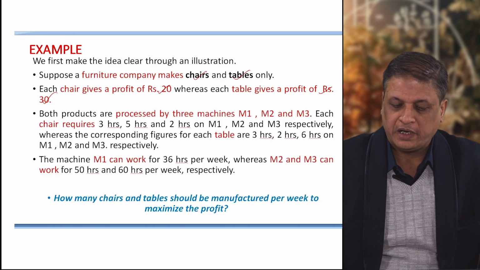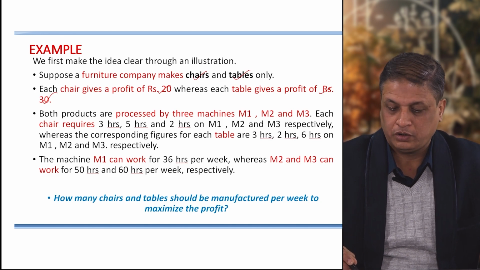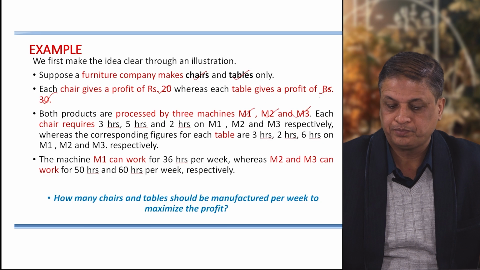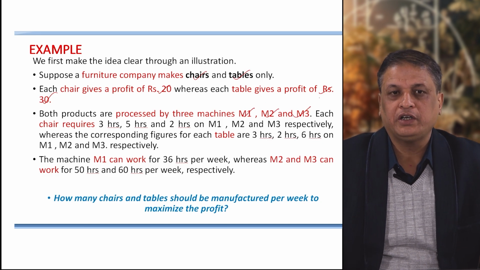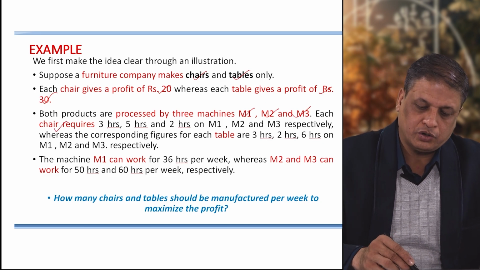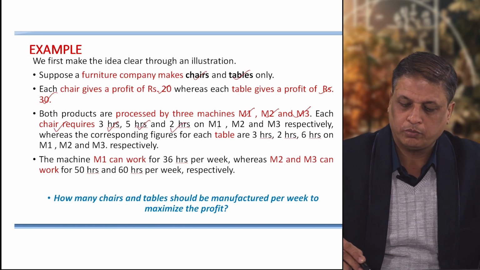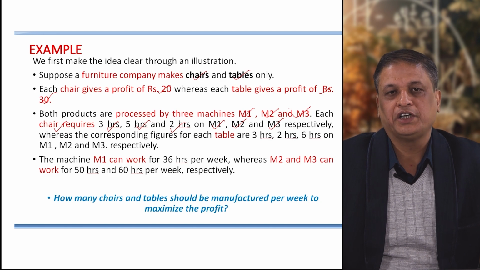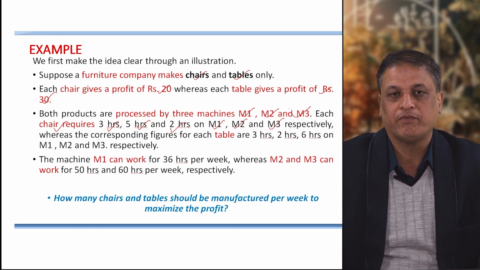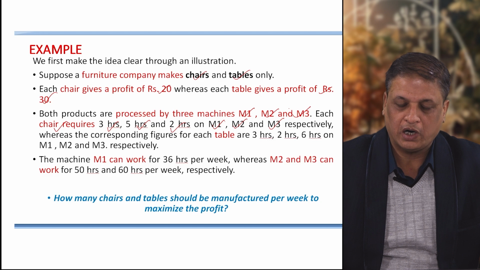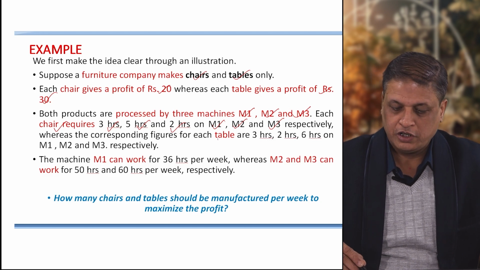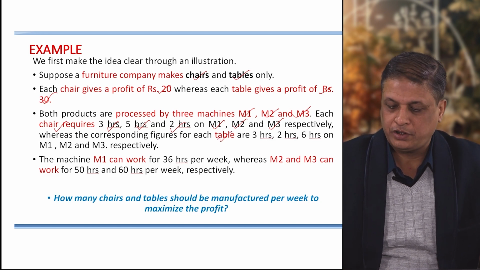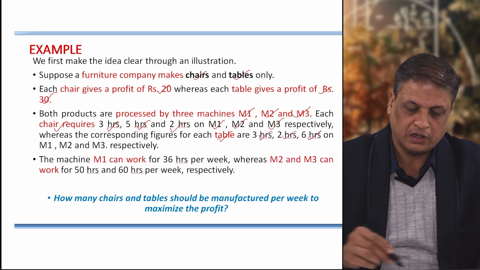And these two products, that is chairs and tables, are manufactured on 3 machines M1, M2 and M3. The production time of a chair requires 3 hours, 5 hours and 2 hours on machines M1, M2 and M3 respectively. That means a chair can be manufactured in 3 hours on machine M1, it takes 5 hours on machine M2, and thereafter on machine M3, only 2 hours are required to manufacture a chair. Similarly, the table can be manufactured in 3 hours, 2 hours and 6 hours on machines M1, M2 and M3 respectively.